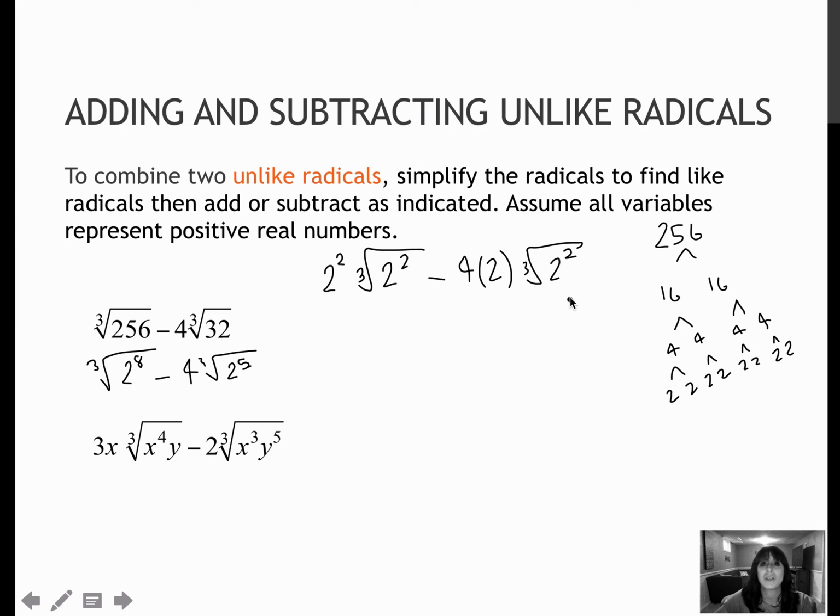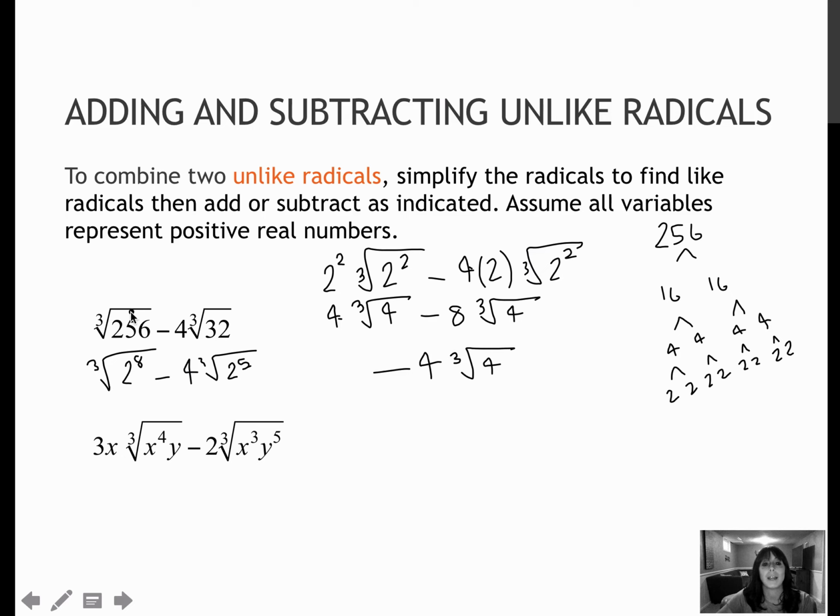And now let's get rid of all these 2 squareds and 2 to the third, whatever. We have to simplify. So this is 4, cubed root of 4. 4 times 2 is 8. And this is the cubed root of 4. And now look what happened. I've got the cubed root of 4 and the cubed root of 4, and now I've got 2 values that I can combine. So 4 minus 8 is negative 4, cubed root of 4.